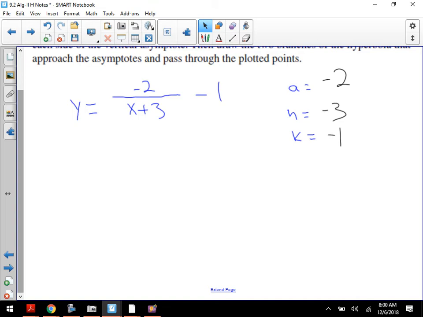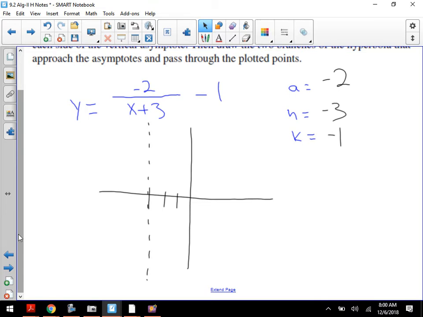So if I go to rough sketch this, vertical asymptote at -3, and a horizontal asymptote at -1. That's how I started. Now, when you go to pick points, you're going to want to pick points on either side of that vertical asymptote, because those are your x values you're choosing from.